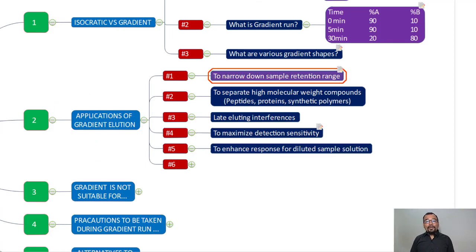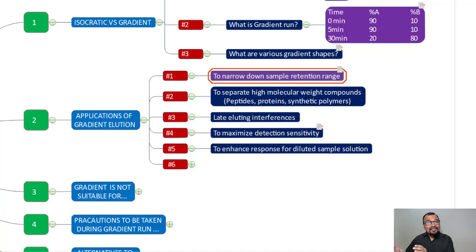The fifth one is to enhance response for diluted sample solutions. In case you are handling diluted samples where the amount of solute is not enough to achieve adequate response, the gradient elution technique is certainly going to help you. Because the moment you start the gradient elution run, the time comes where the mobile phase becomes stronger. You will have a higher amount of organic content in the mobile phase, and the same thing is going to happen inside the column also.